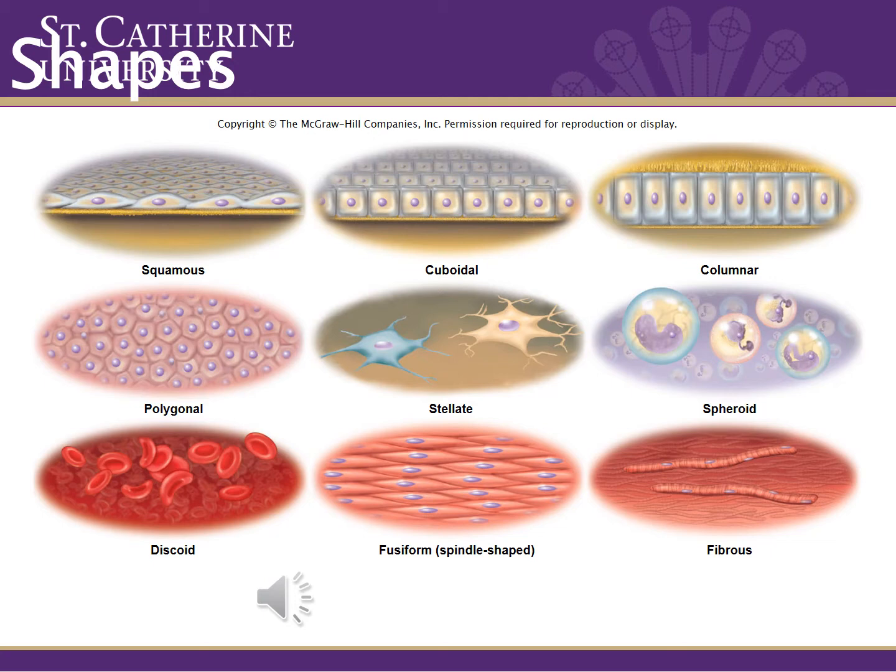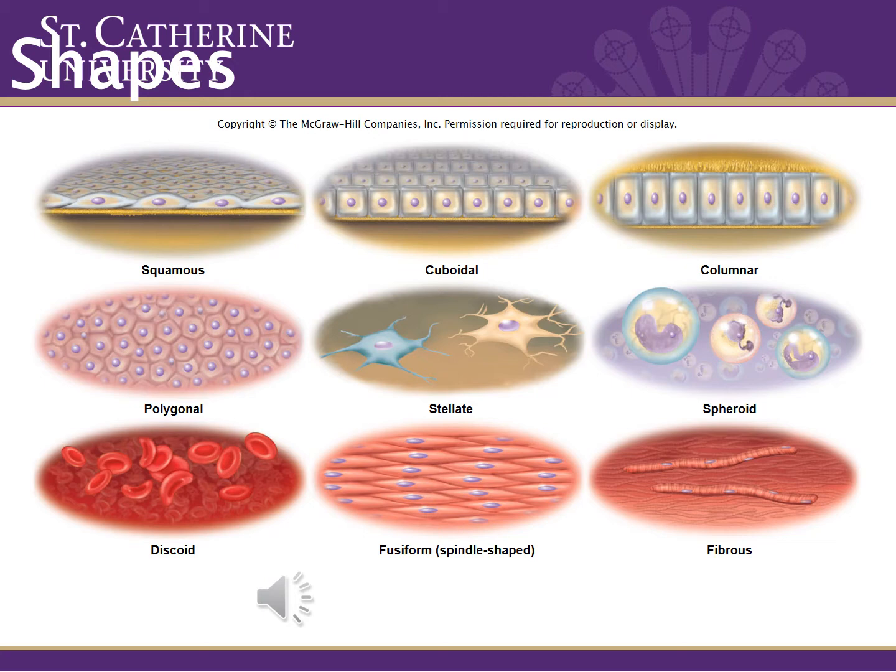They are roughly the same height and width. Even though they are cuboidal in shape, they sometimes have rounded corners and can look a little bit like circles. The key is that they are the same height and width. Columnar cells are tall and thin or rectangular. They are taller than they are wide.